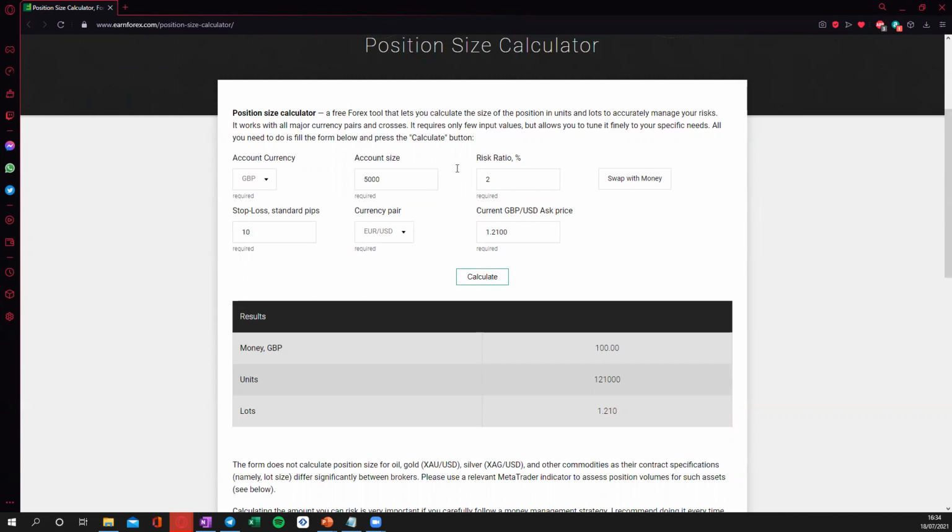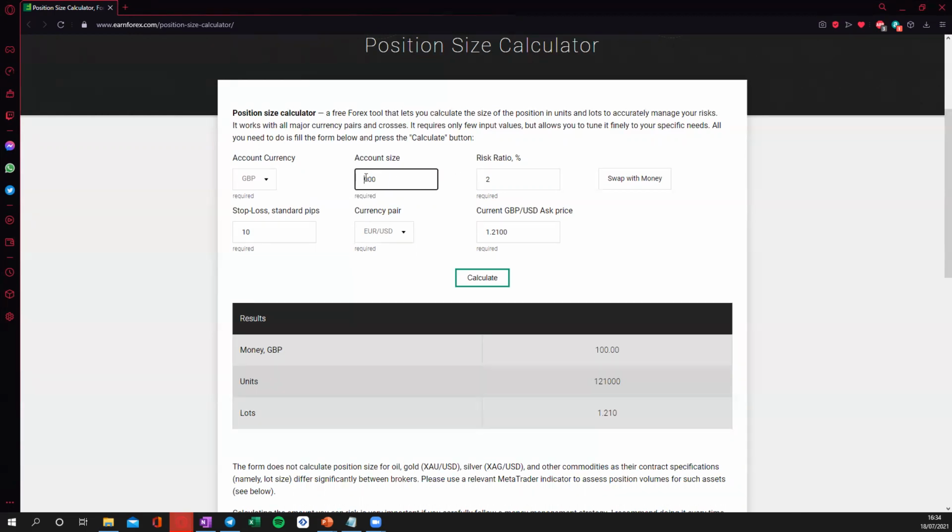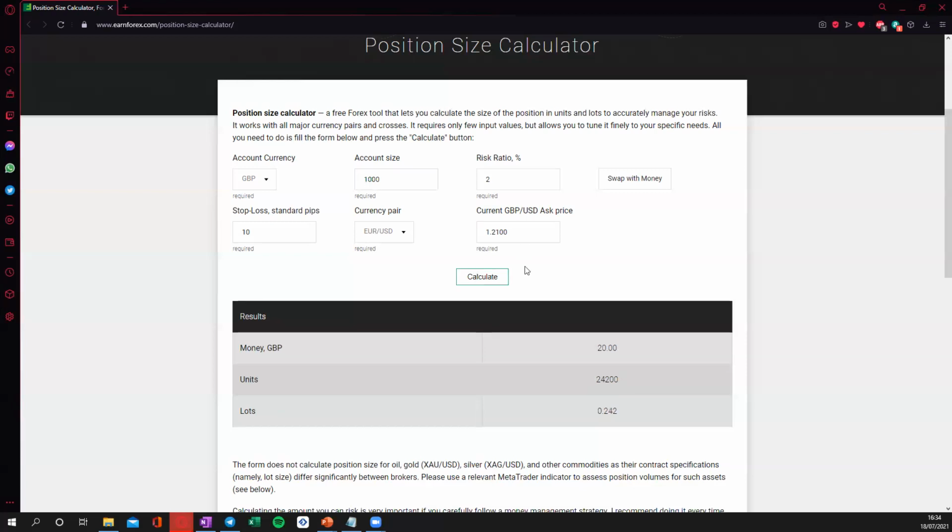If, for example, let's say I've only got a £1,000 account, calculate this, see this changes automatically. So now I can only trade fewer lots. I can only trade 24,200, which is 0.242, and the 0.242 is something you'd enter in your MT4 calculator. We will never encourage you to trade live at all, and then you'll have to develop being comfortable with this risk and actually calculating positions for yourself, because it's quite easy to make a mistake.